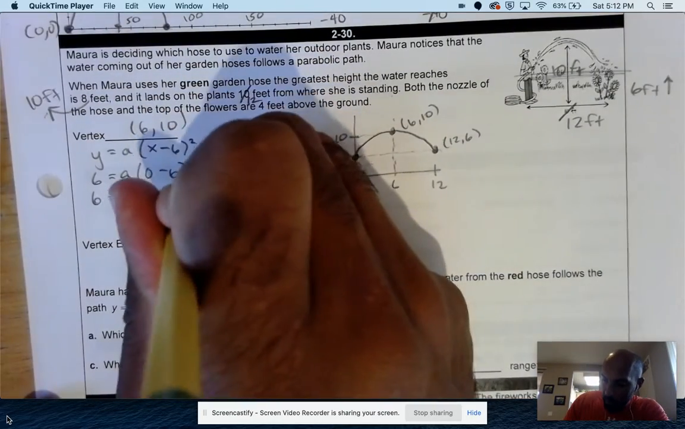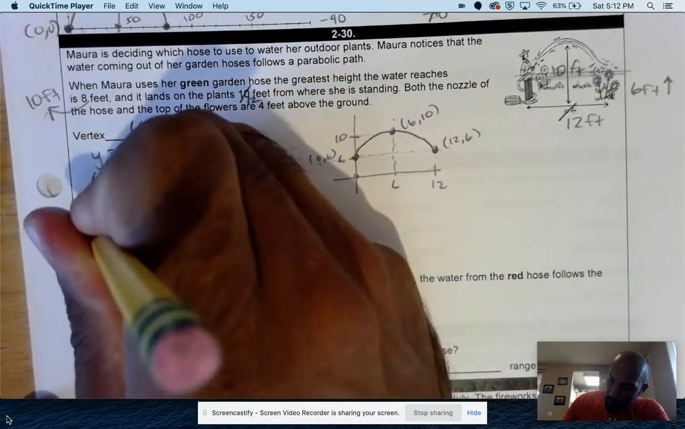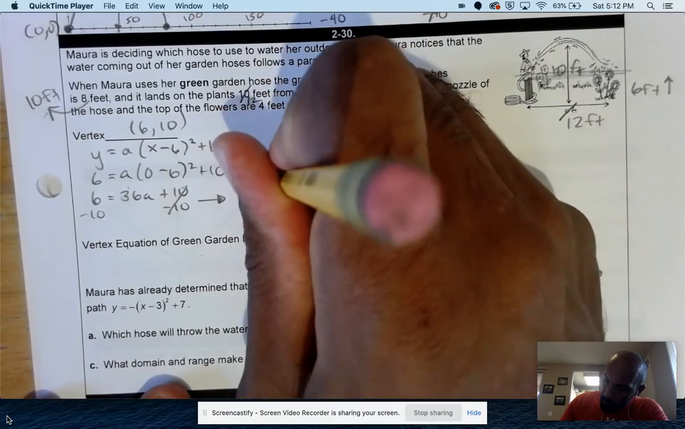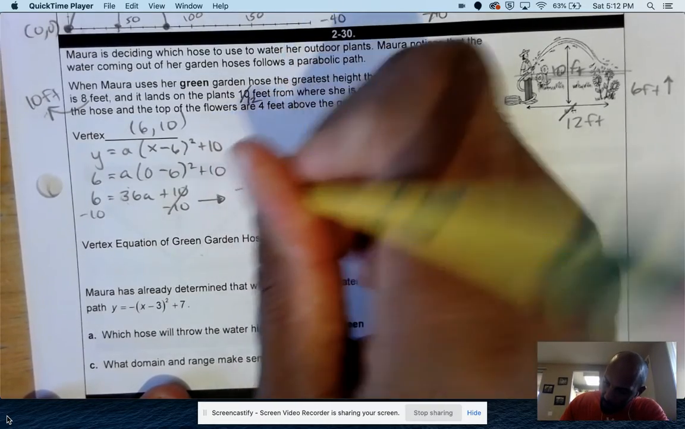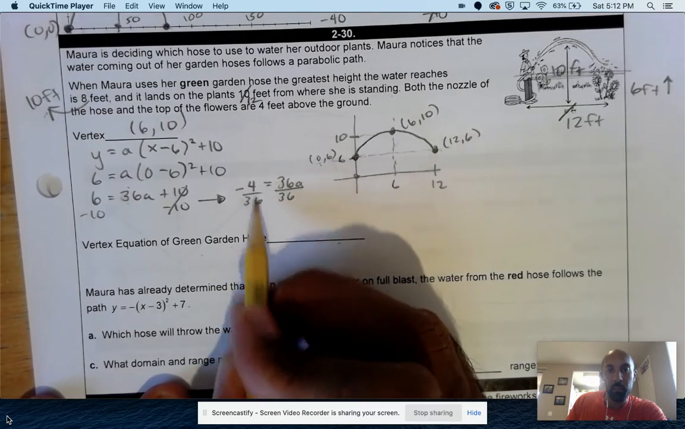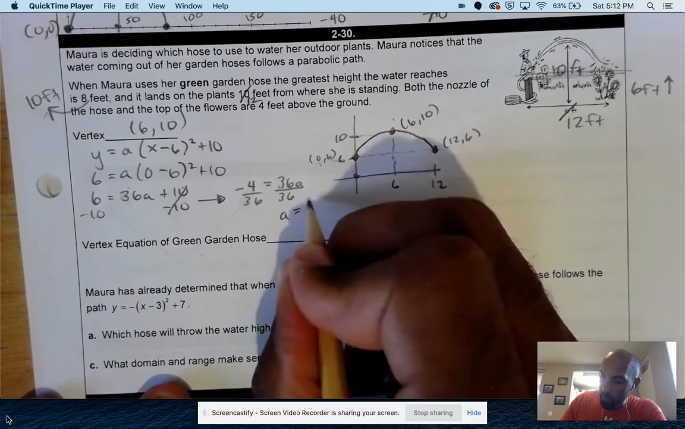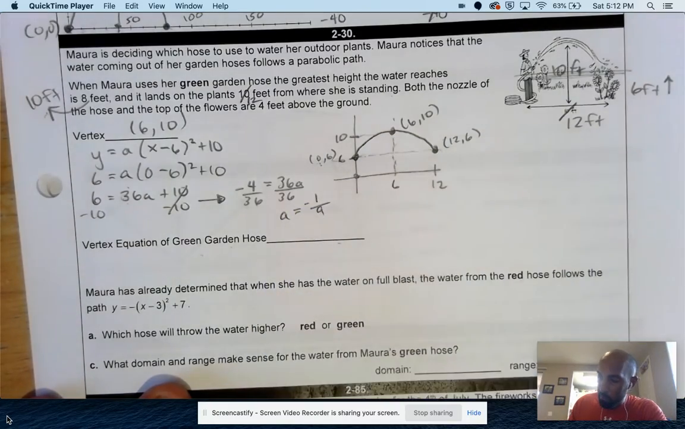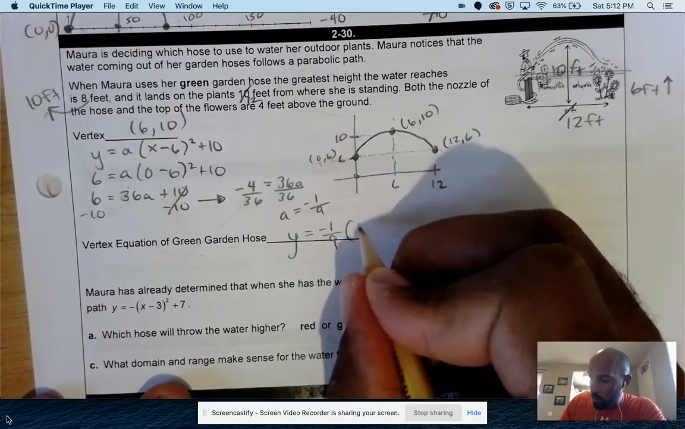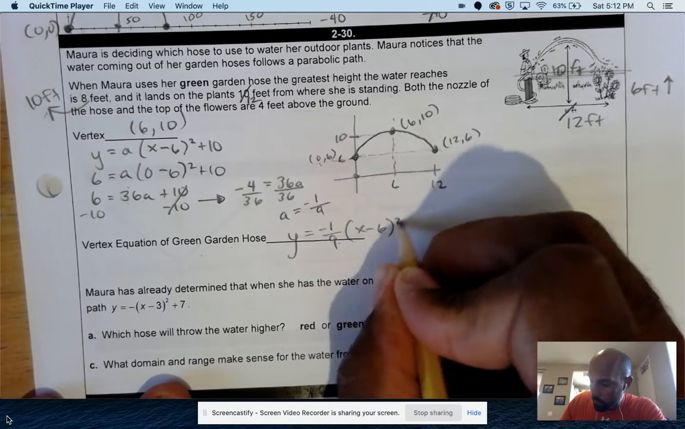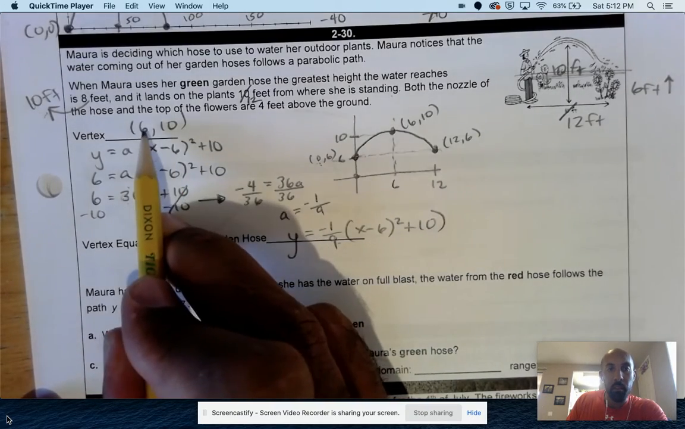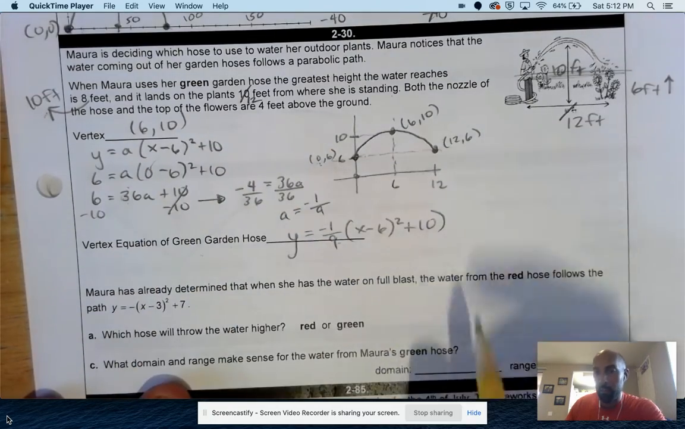Now we want to subtract 10 from both sides. And we get negative 4 equals 36a. Divide both sides by 36. We could use our Desmos calculator, or I noticed that both of these can be divided by 4. So then I get a equals negative 1 over 9. So there's my a value. Let's write out the equation. Negative 1 over 9 times (x minus 6) squared plus 10. Now remember, going back to here, we wrote negative 6 because if that's positive, this is negative. We always switch it. So just remember that.